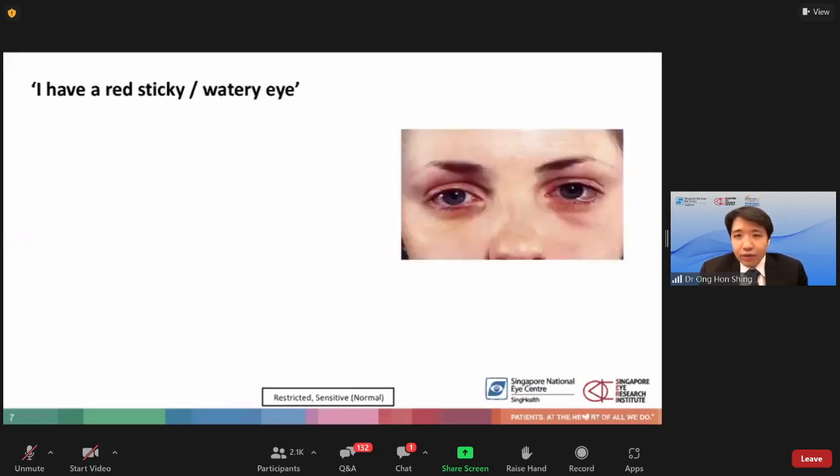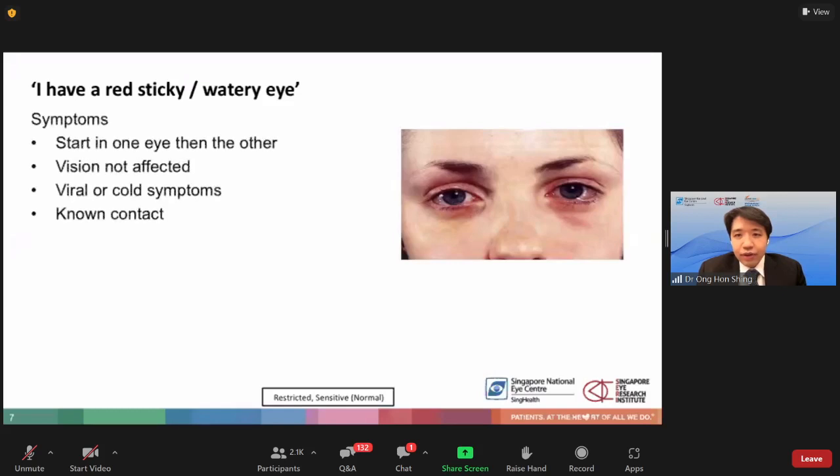Okay, we see this a lot also in the emergency department. The typical history is a short onset of a red, sticky, or watery eye. It may start in one eye first, then start affecting the other eye. And often the vision is not affected. The individual may also be experiencing a viral infection or cold symptoms, such as a sore throat or a runny nose. And there may be someone at home or at work with similar symptoms of red eyes or cold symptoms. And this is viral conjunctivitis, which is a viral infection of the conjunctiva, again, the lining on the white of the eye.